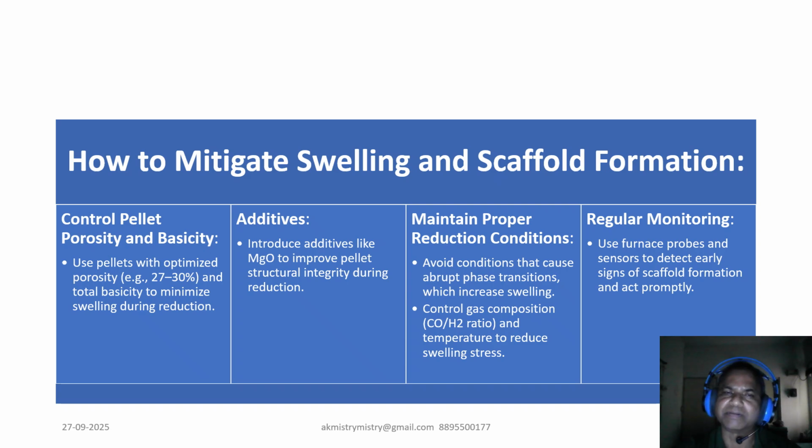To mitigate swelling and scaffold formation in the blast furnace, several strategies can be employed. The first control, the very first, is to control the pellet porosity and the basicity. We are talking about a furnace where pellets dominate the ferrous burden. It's important to use pellets with an optimized porosity, for example, between 27 to 30%, along with the optimal total basicity to minimize swelling during the reduction process.